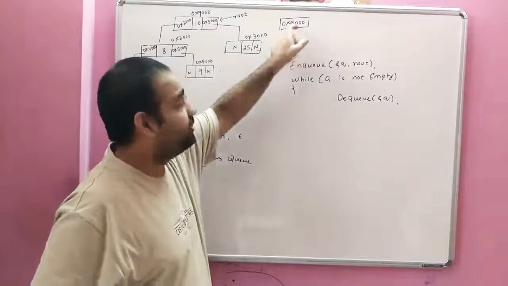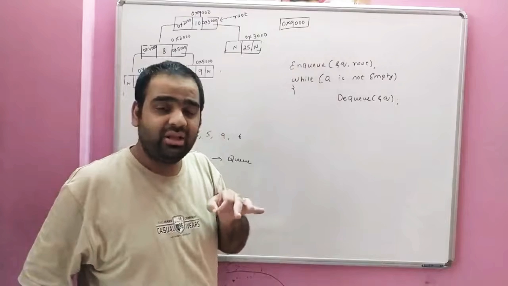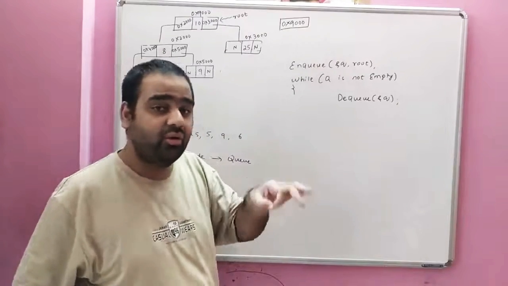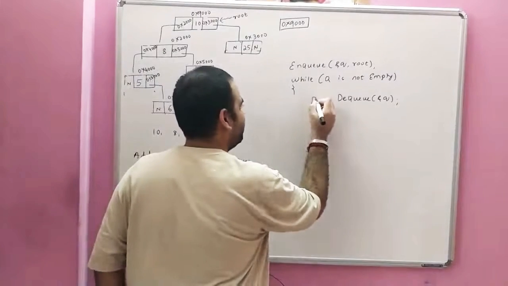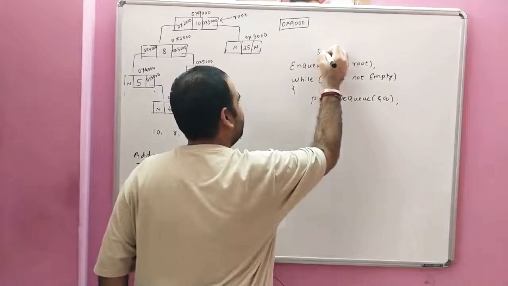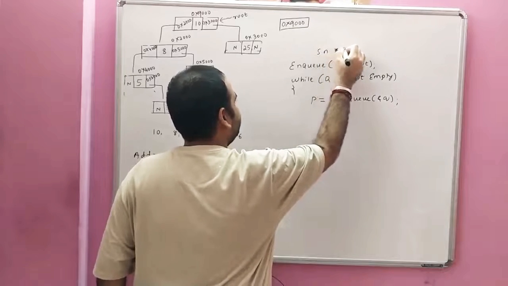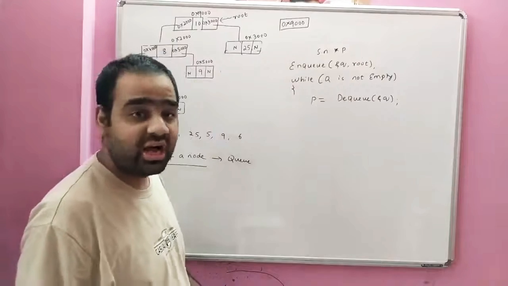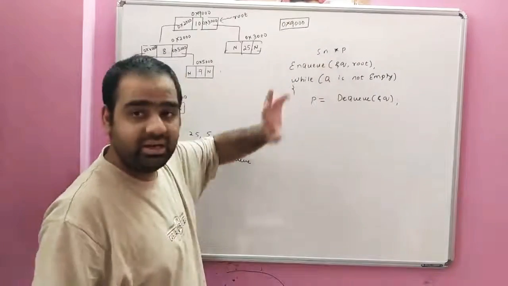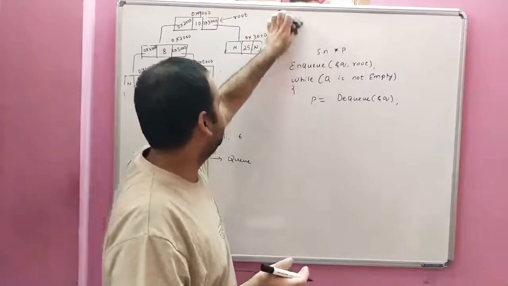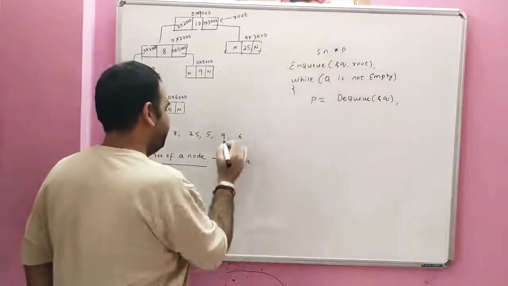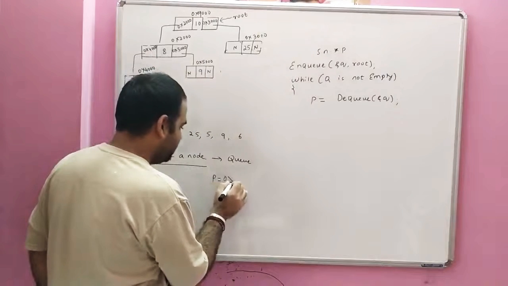And what is the front end of the queue? 9000. And what is 9000? The address of the node. Therefore, I store it in some variable p. And what should p be of type? p should be of type struct node star, because when you dequeue you get 9000. Right, you dequeue it, you get 9000. Now the value of p here is 9000.